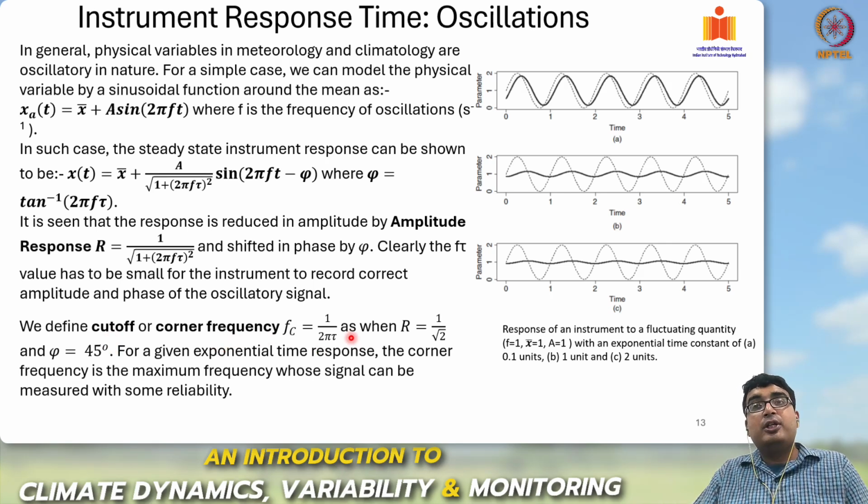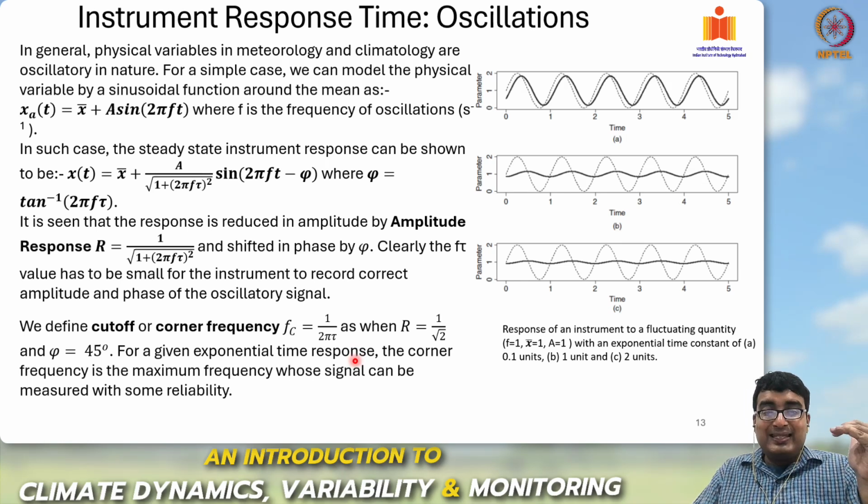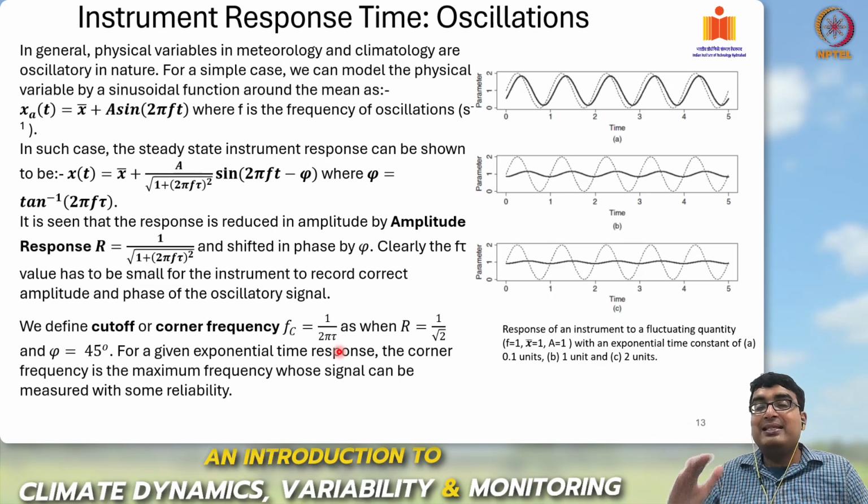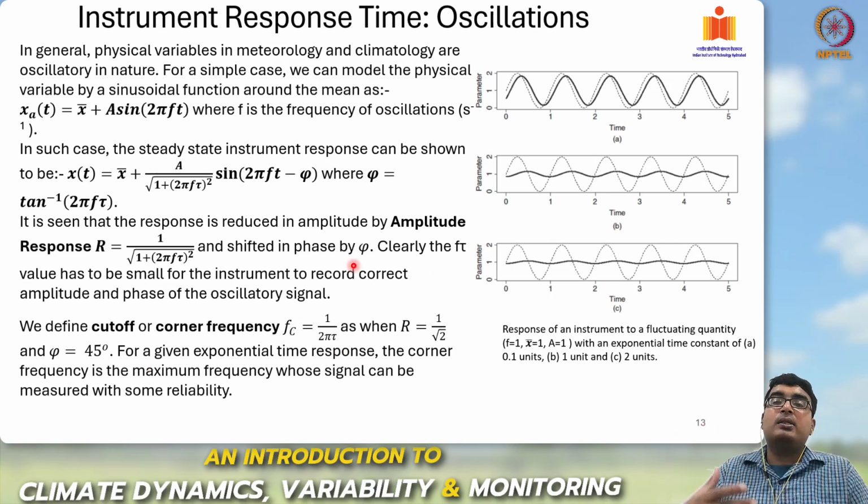So, for a given exponential time response, we can define the corner frequency as the maximum frequency whose signal can be measured with some reliability. f should be at least significantly lower than fc to have proper values of A and proper values of the amplitude response to come up. However, this is kind of the cutoff frequency or the corner frequency. If the signal has frequencies higher than this, then we have a problem. So, this kind of shows us how to pick instruments.